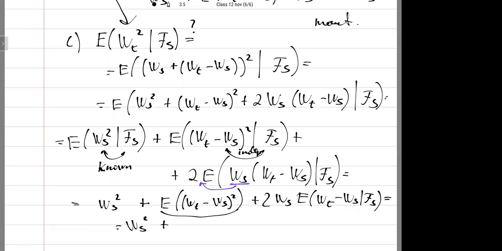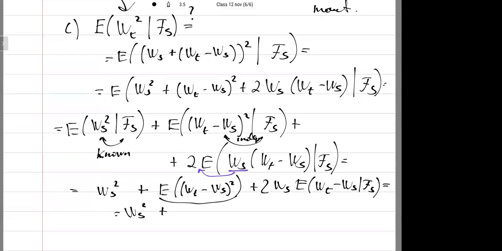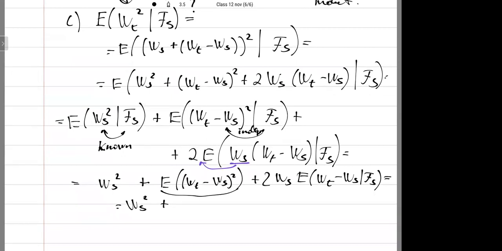Zero? Wow, something that is positive. It's very strange. When you meet something who says that expected value of something positive is 0, you should be very careful. Maybe. But WT minus WS is distributed normally with 0 mean, right? Yeah, but it's squared. Okay. So without square, you're completely right.